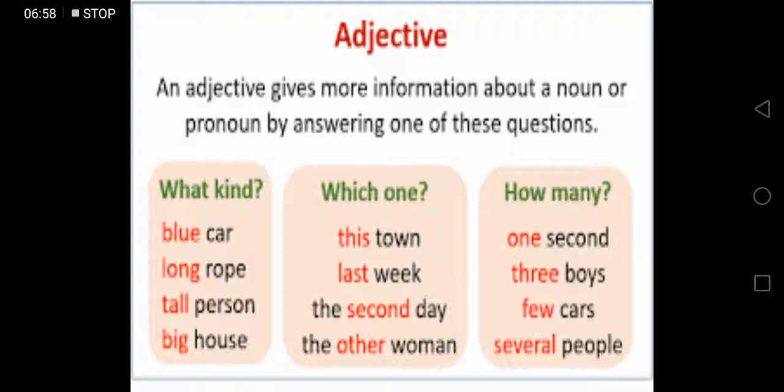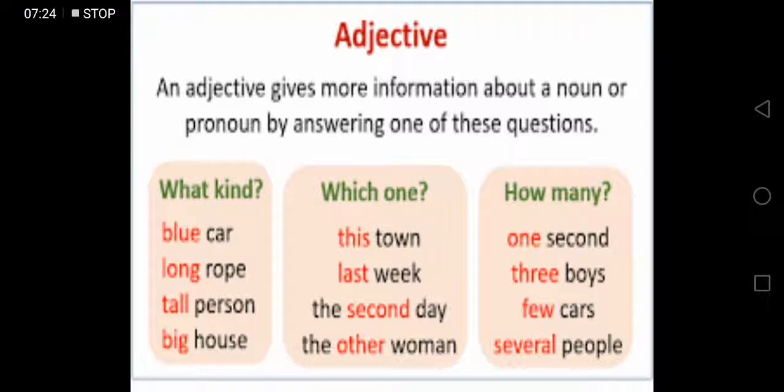Which one? This town, last week, the second day, the other woman. So over here you can see that the words in red are the adjectives. How many? One second, three boys, few cars, several people. So adjectives often give us the answers to these types of questions like what kind, which one, how many.